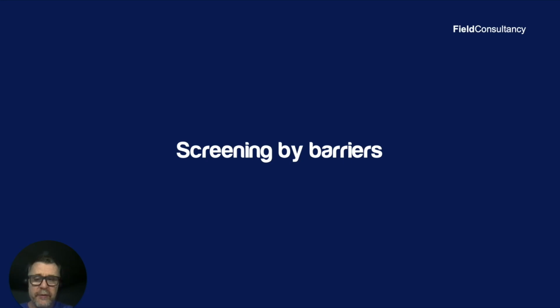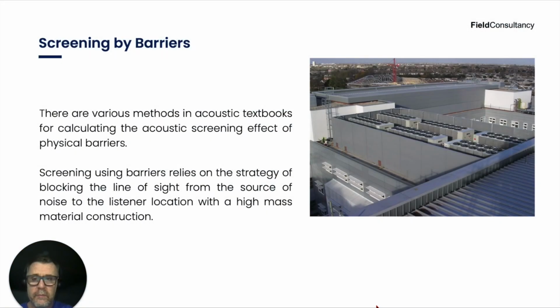Screening by barriers. There are various methods in textbooks to calculate the acoustic screening effect of physical barriers. The main principle of using barriers relies on the strategy of blocking the line of sight from the source of noise to the listener location with a high mass material construction.